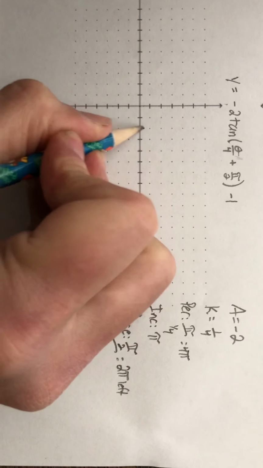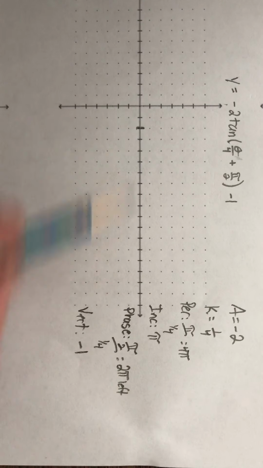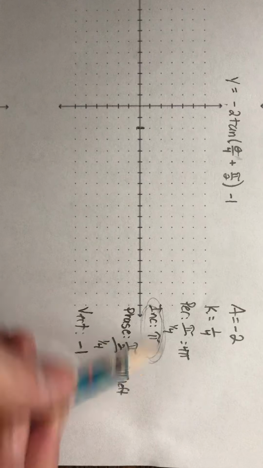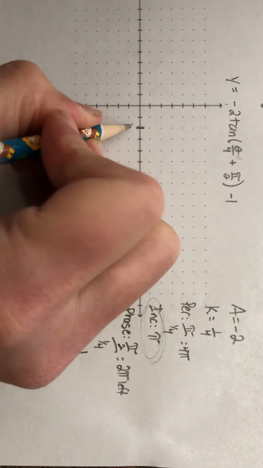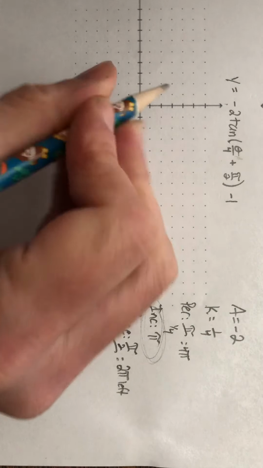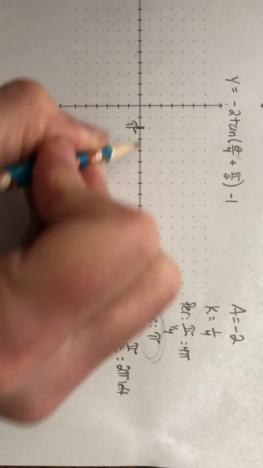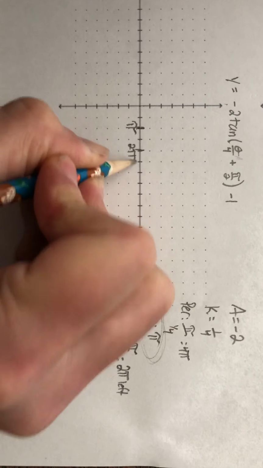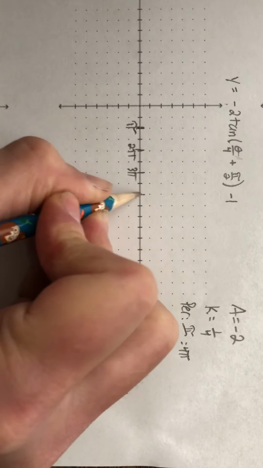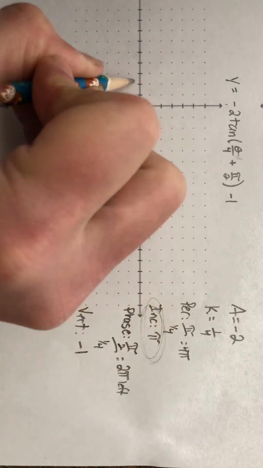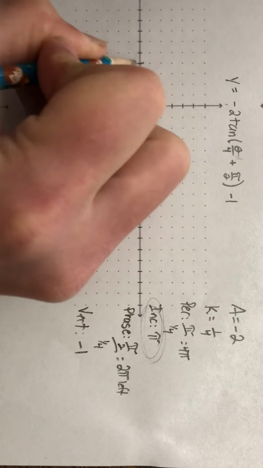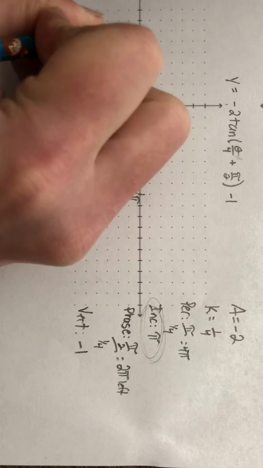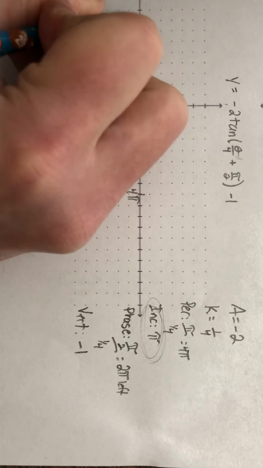Plotting points, or labeling, right? Again, increments, use them. It's easy when it's pi. Then there's no fractions involved. It's 1 pi, 2 pi, 3 pi, 4 pi. Simple, okay? -pi, -2 pi, -3 pi, -4 pi.